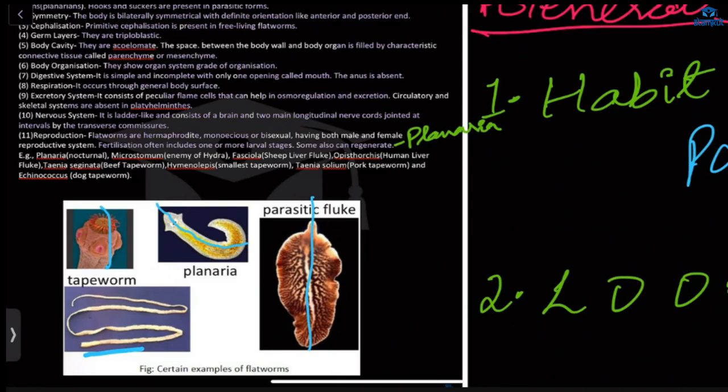Planaria has a high power of regeneration. Agar iske body ko 1000 parts mein bhi cut kar dogi, to all 1000 parts will develop into 1000 planarias. So it is having high power of regeneration. Okay, now examples: planaria, it is nocturnal. Then Fasciola, sheep liver fluke. Then Taenia saginata, it is beef tapeworm. What is Taenia solium? Pork tapeworm. Only this much you have to remember.